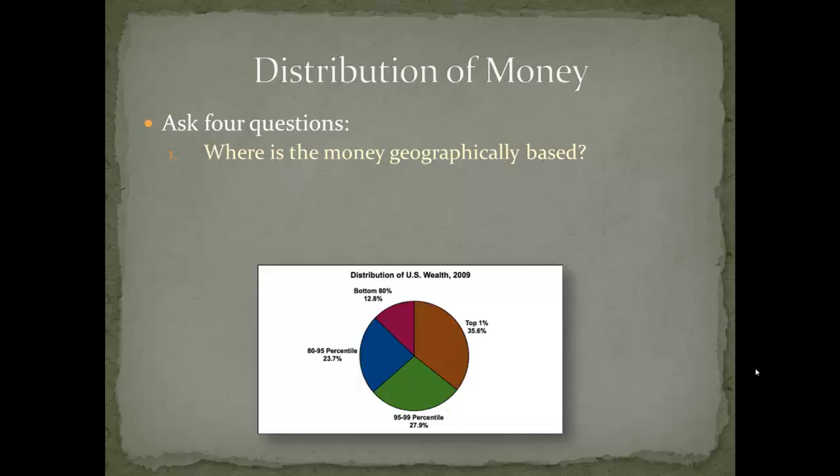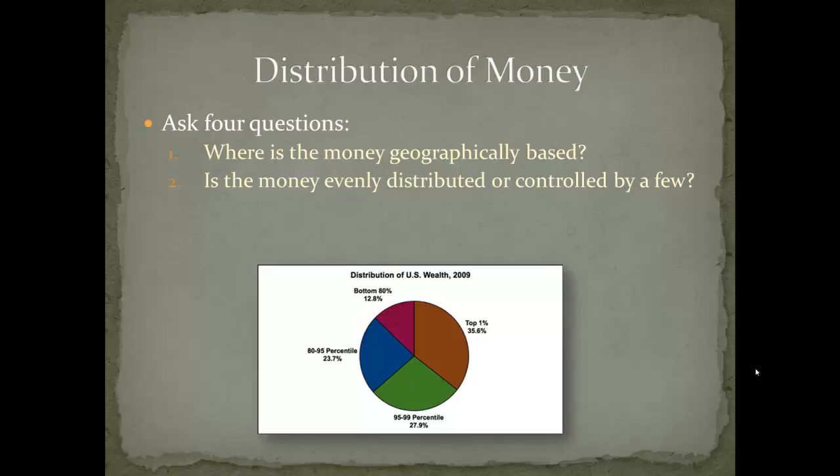So the geographical basis of the money kind of gives you an idea of the overall influence that country has, globally speaking. As the United States is the largest and most powerful economy in the world right now, it has a tremendous amount of influence, and therefore its money is geographically very distributed. The second question we tend to ask is, is the money evenly distributed or controlled by a few?